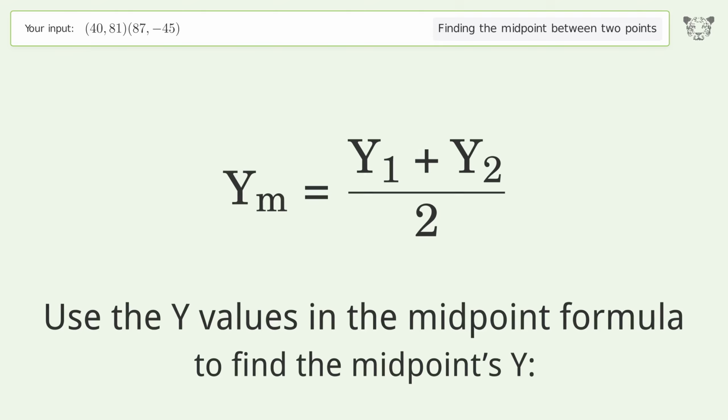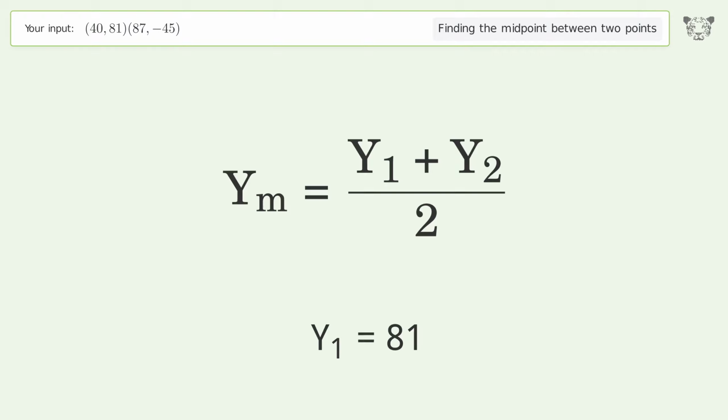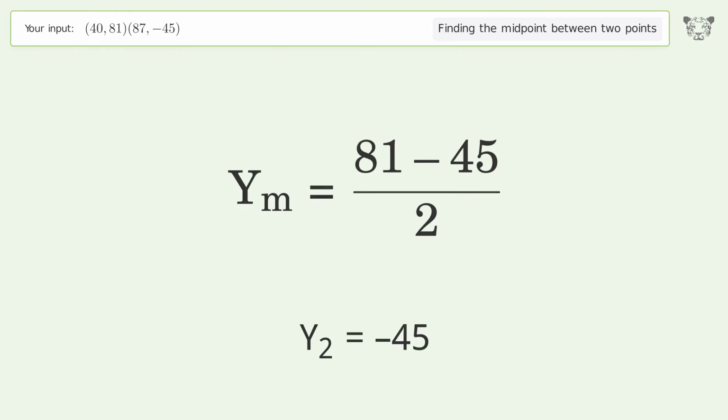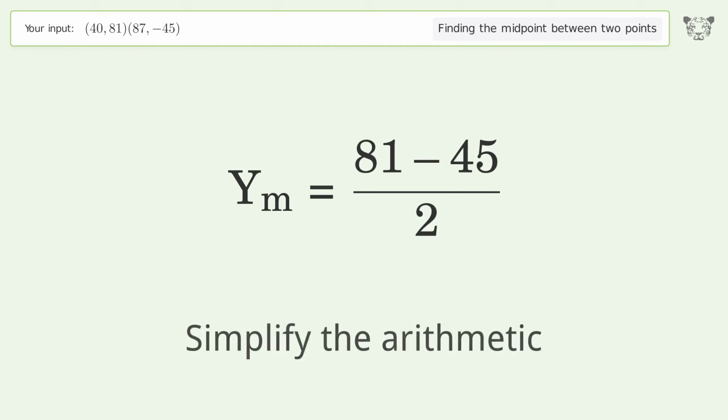Use the y values in the midpoint formula to find the midpoint's y. y1 equals 81. y2 equals negative 45. Simplify the arithmetic.